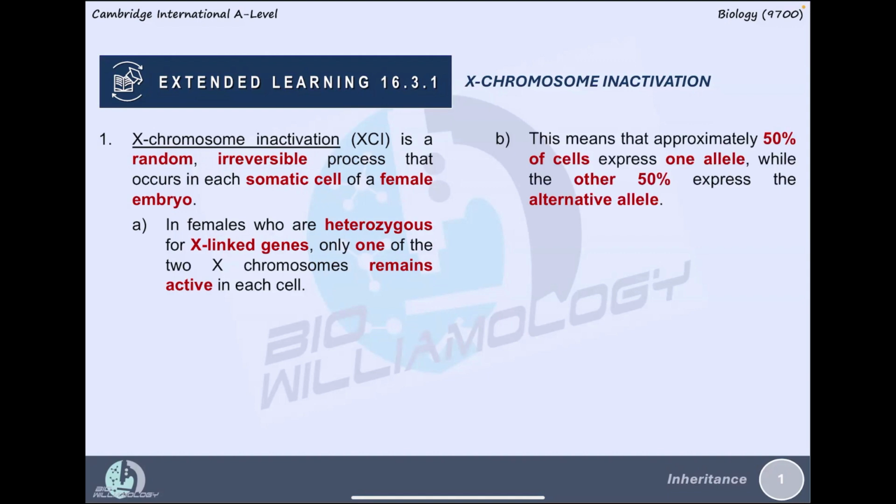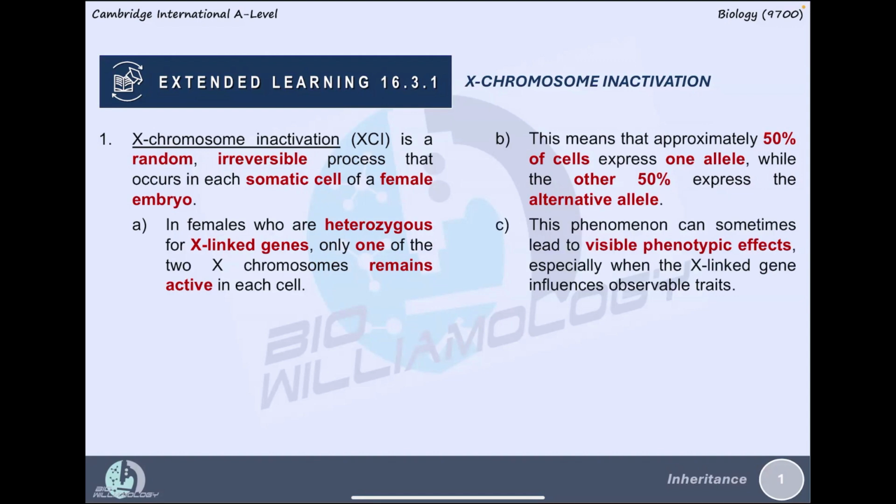So this means that approximately 50% of cells express one allele, while the other 50% express the alternative allele. Because in the heterozygous condition, there are two alleles located on the X chromosomes, 50% of the cells will express one allele and another 50% will express the other allele. This phenomenon can sometimes lead to a visible phenotypic effect, especially when X-linked genes influence observable traits.